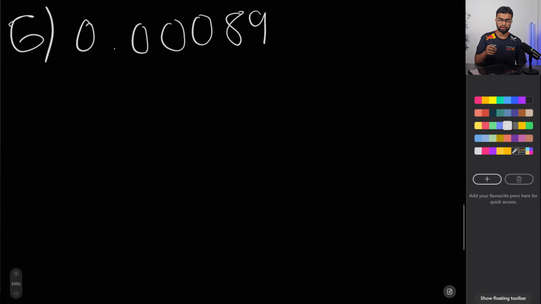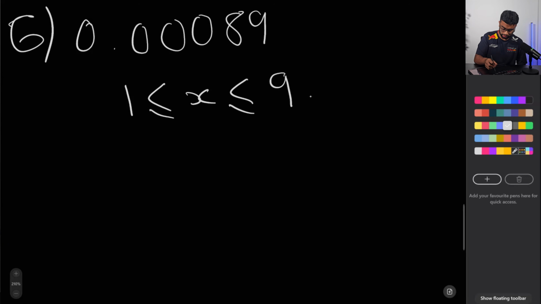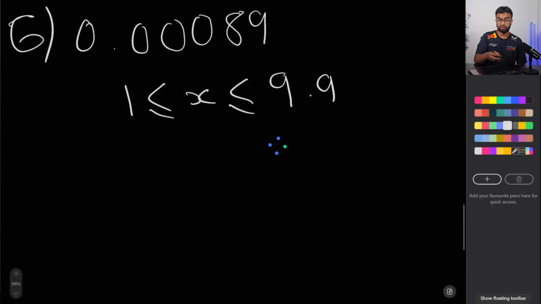Question 6 asks us to write 0.00089 in standard form. So remember, for standard form, our first number should be between 1 and 9.9. So in order to do this to this number, we'd have to move the decimal place across, and every time you move it one column, it's the same as multiplying it by 10.